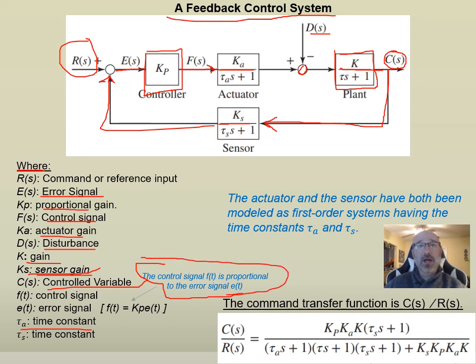And the actuator and the sensor have both been modeled as first order systems for this problem, having the time constants we see, our TA and our TS. So there's our TA time constant for our actuator, and our TS, our tau, for our sensor down there. So down at the bottom we have our C of s over our R of s for our command transfer function.